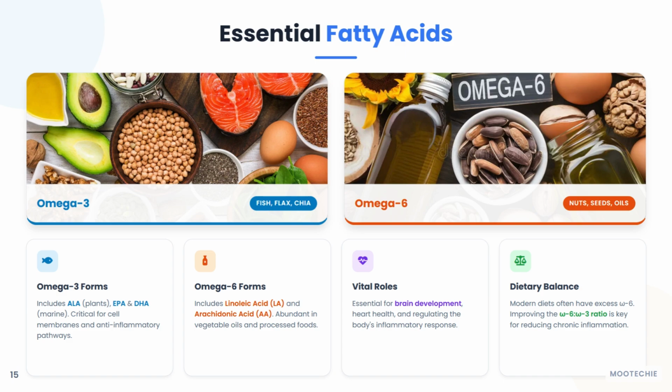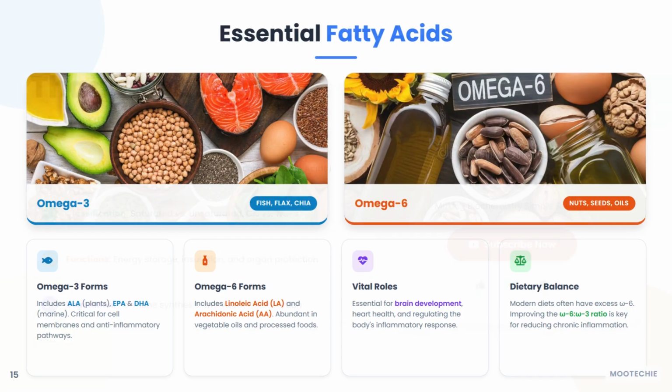Omega-6s are found in nuts, seeds, and oils. Key forms include linoleic acid and arachidonic acid, which is abundant in vegetable oils and processed foods. These fats play vital roles in brain development, heart health, and regulating the body's inflammatory response. However, balance is key. Modern diets often have an excess of omega-6, so improving the omega-6 to omega-3 ratio is considered very important for reducing chronic inflammation and promoting long-term health.